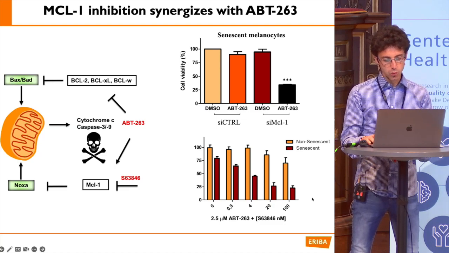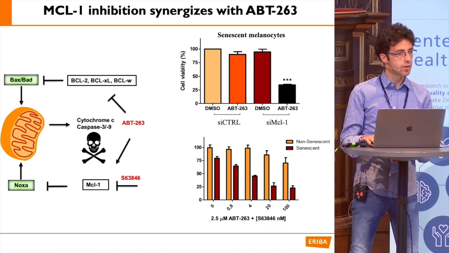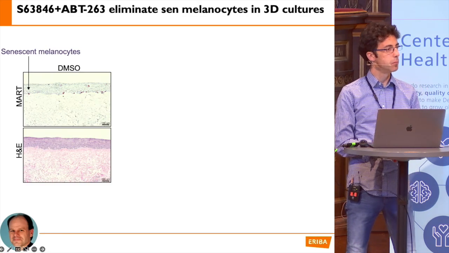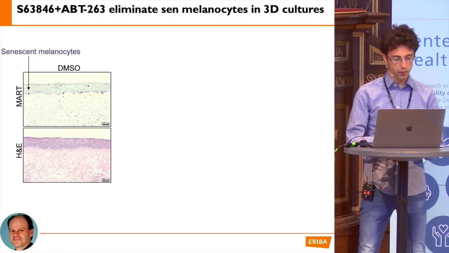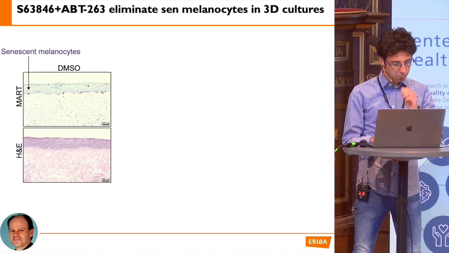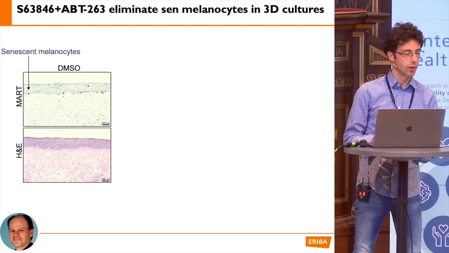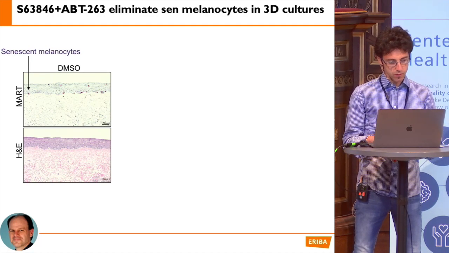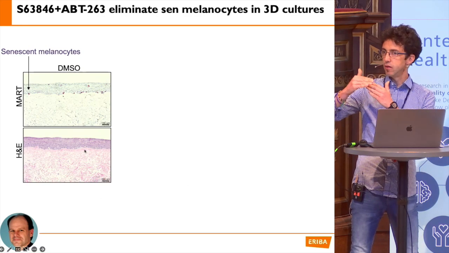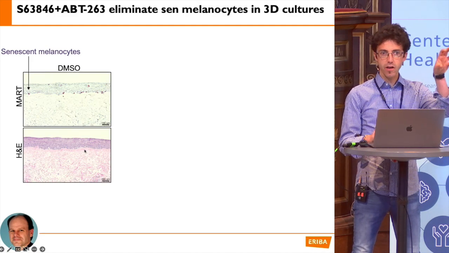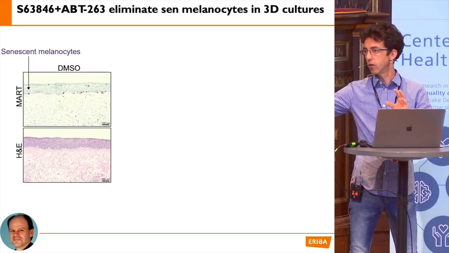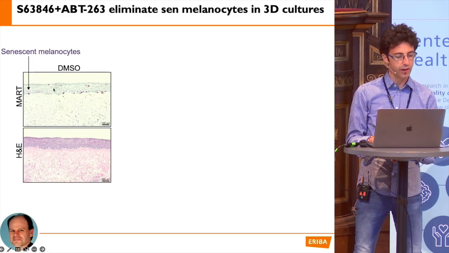So then we decided to move to more relevant systems and models. The first one that we used is organotypic cultures of human skin. This was done in collaboration with an expert on these cultures, Todd Ridky, at the University of Pennsylvania. Todd developed these cultures for us, where you clearly see this very nice 3D skin that has a dermal layer and an epidermal layer. In these cultures, senescent melanocytes are spiked in, and you can see them here stained in purple.